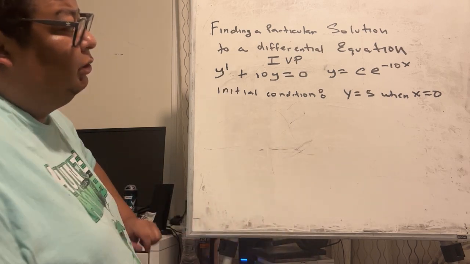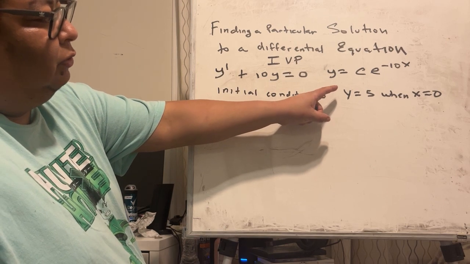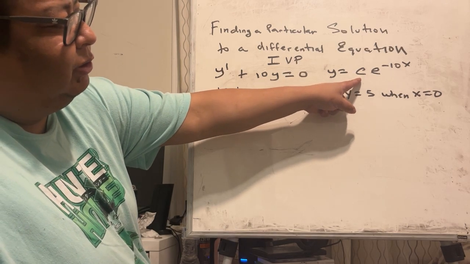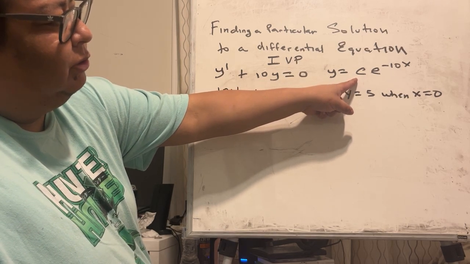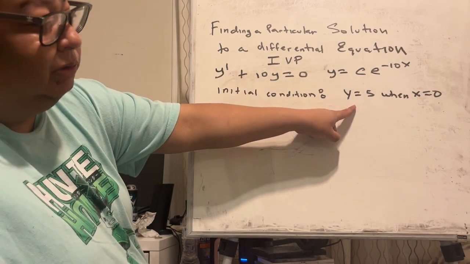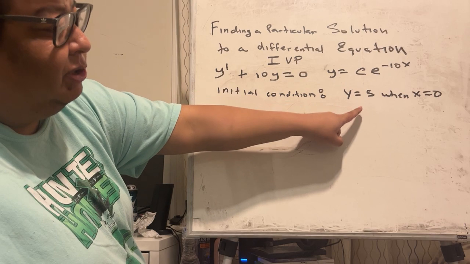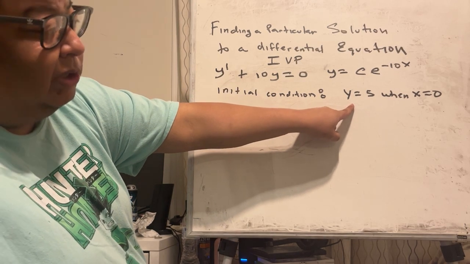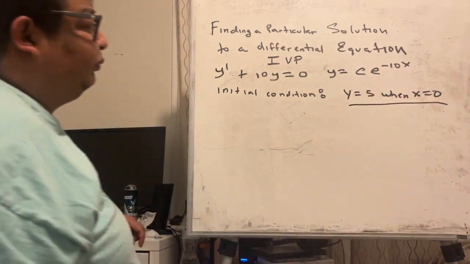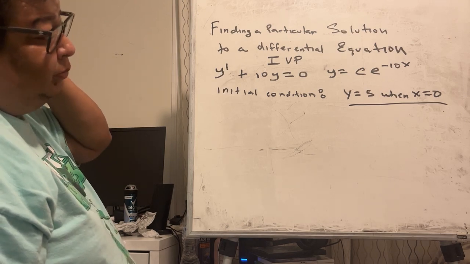Notice that to find a particular solution, you have to notice how many constants there are in the general solution. For every constant there has to be a condition. How many constants do we have here? We have one constant. That means that we must have one initial condition, which is this one.